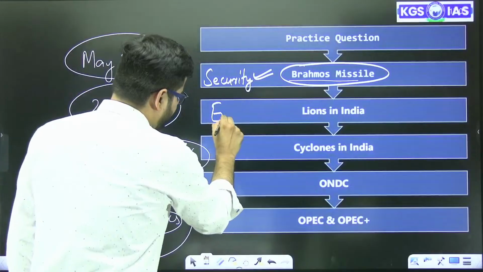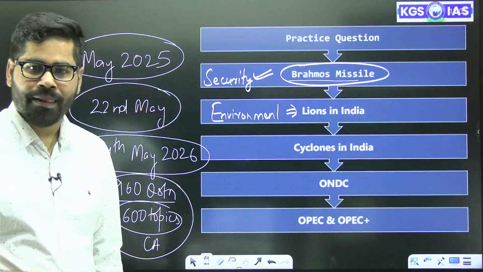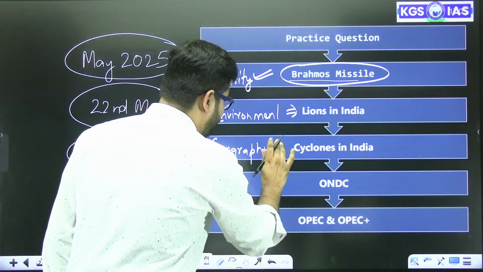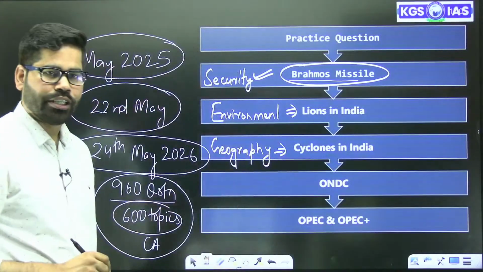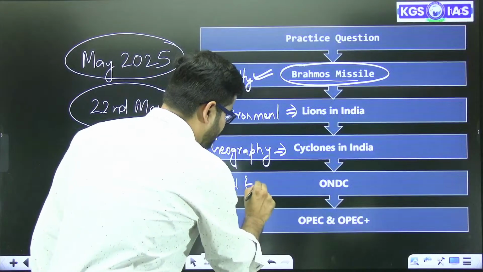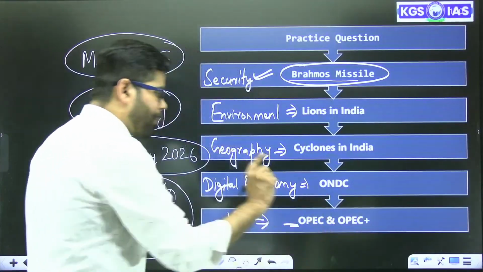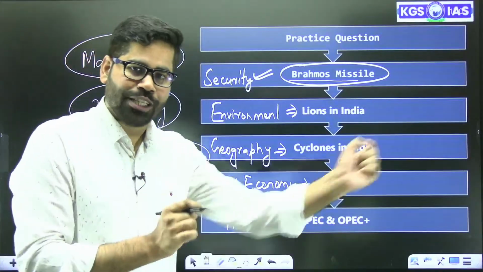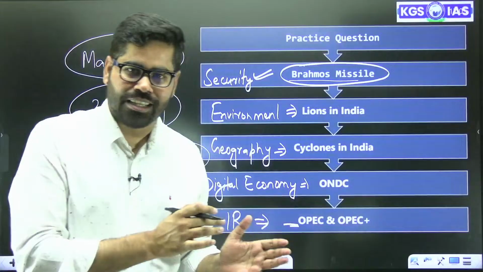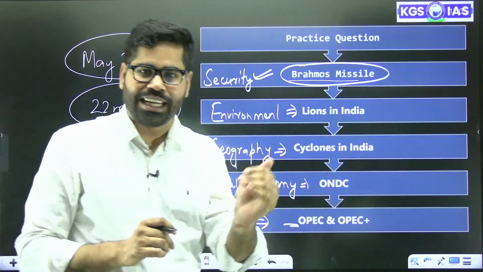From the environment section, we are going to discuss one topic, that is lions in India. From the geography section, we have cyclones in India. From the digital economy concept, we have the topic of ONDC, and from the IR section we have OPEC and OPEC plus. I am giving you this subject-wise clarity also, so that when you are making notes, you are clear where you can arrange this and put it in the notes. That is also one part which we are doing simultaneously with our classes.